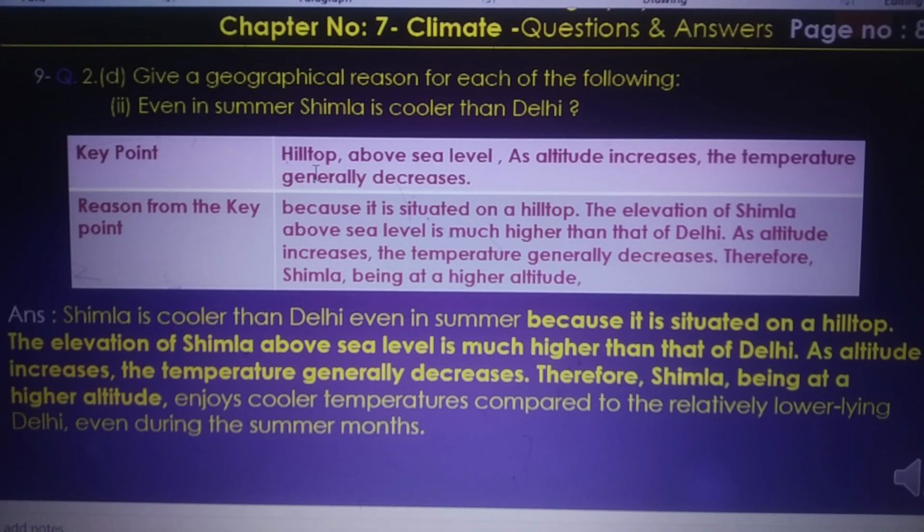The final answer: Shimla is cooler than Delhi even in summer because it is situated on a hilltop. The elevation of Shimla above sea level is much higher than that of Delhi. As altitude increases, the temperature generally decreases. Therefore, Shimla, being at a high altitude, enjoys cooler temperatures compared to the relatively lower-lying Delhi, even during the summer months.